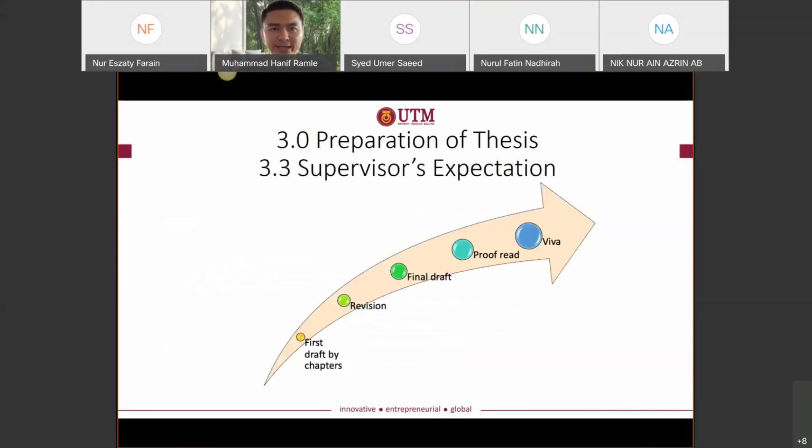Okay, this is the supervisor's expectation. First draft by chapter. Normally, the student will send the draft to the supervisor for checking. The supervisor will give some comments, and you have to do some revision based on the comments. You have to give the final draft to the supervisor, and then do some proofreading. You can send the thesis to proofreading services later on, and once you get the feedback from the services, you have to submit to the school for the Viva session.